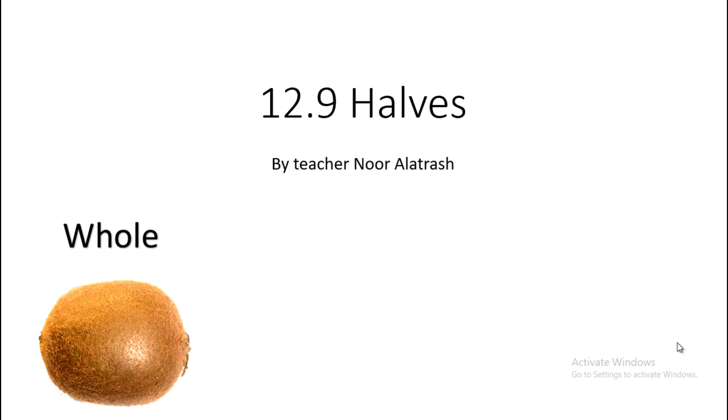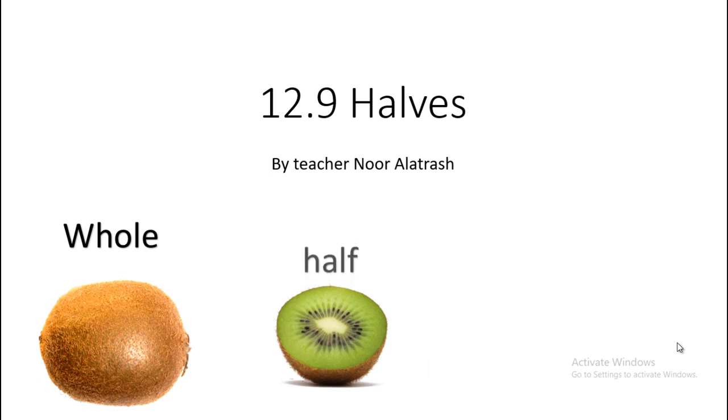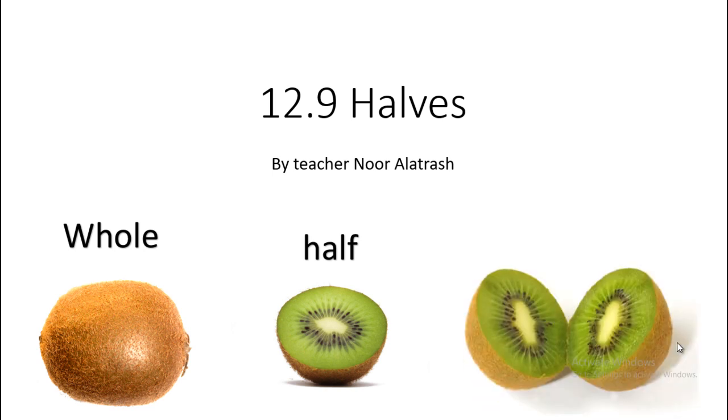But I don't want to eat a whole kiwi. I want only a half of it. So I'm gonna cut it in half. So this part, we call it a half. But when you cut a whole kiwi into two equal parts, you call each part a half. When you have two equal parts, you call them half.